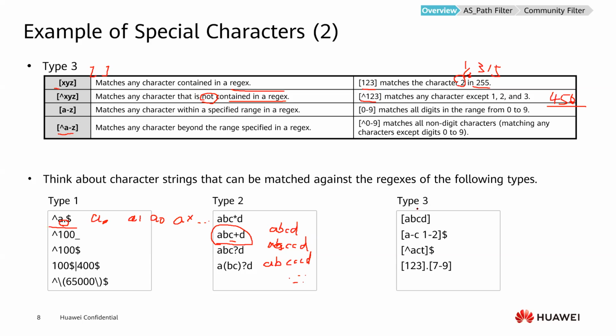Okay, and the last type, we choose the last one. For the last one, the first bracket is [123]. So you can match one of the 1, 2, 3, and then dot, which means you can match any characters. And the final part is you can match one of 7 to 9. So you can match 1, 8, 7. You can match 2, 6, 9, and others, right? So this is how we use special characters to match specific strings.